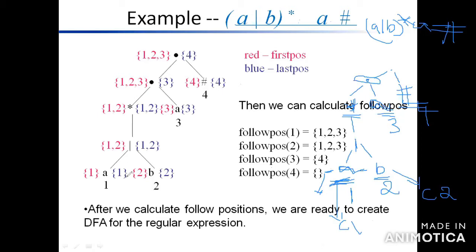Check the diagram here. The left child is for C2, meaning the first position of C2. So A is C1, B is C2. In B, the left one is the first position and the right one is the last position. So this is the first position of C2, and the last position is the last position of C2.